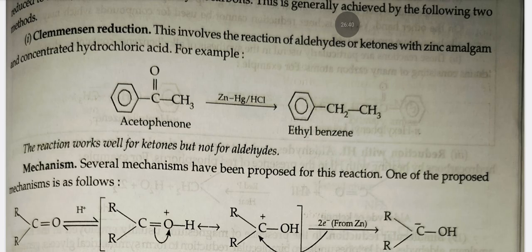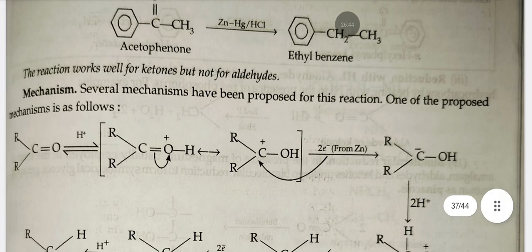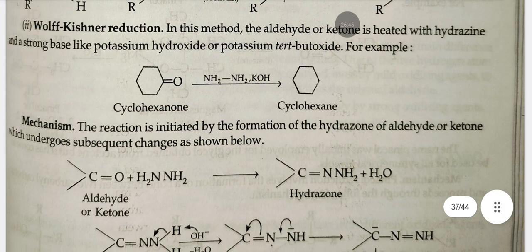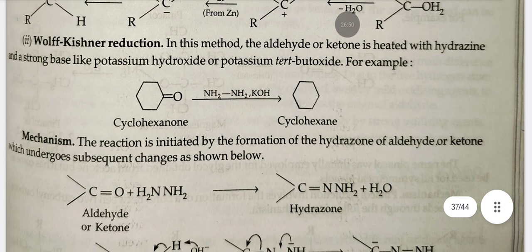Acetophenone in the presence of zinc amalgam and HCl gives ethylbenzene. The reaction works well for ketones but not for aldehydes. Wolff-Kishner reduction. In this method, the aldehyde or ketone is heated with hydrazine and also potassium hydroxide or potassium tert-butoxide.